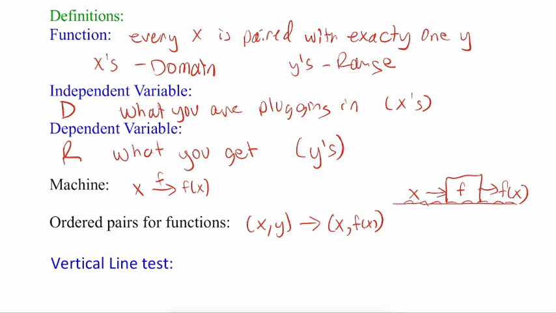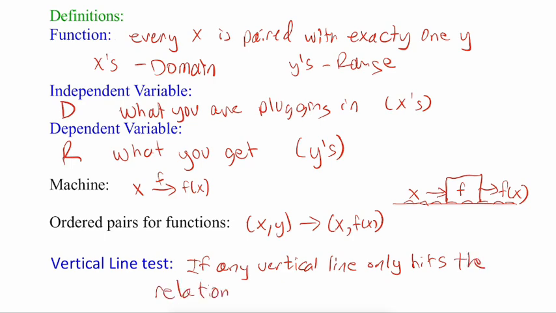And then finally, our last definition here is what does the vertical line test tell us? If any vertical line only hits the function or only hits the relation once, then it's a function. If any vertical line only hits the relation once, then it's considered a function.